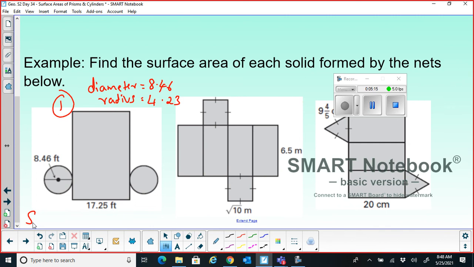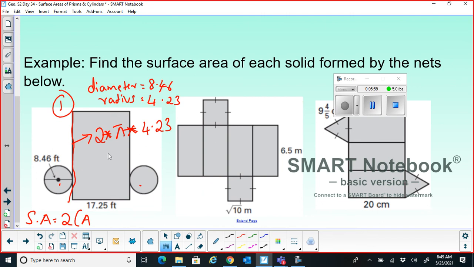So surface area is 2 times the area of a circle in this case, and these two are congruent circles. It was supposed to be a cylinder, but they have laid it down in this manner, where we have two circles and this rectangle. This rectangle's length will be equal to the circumference of the circle. 2 times pi times 4.23 will give us the length of this rectangle, because it will align with the circle's circumference to form a cylinder.